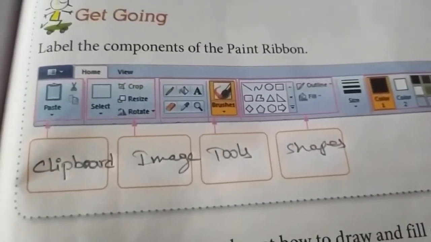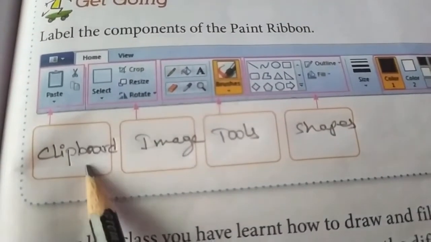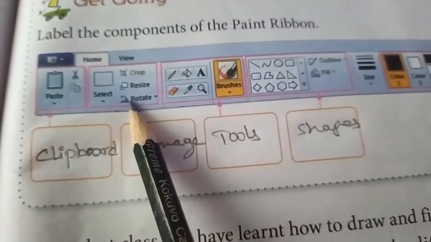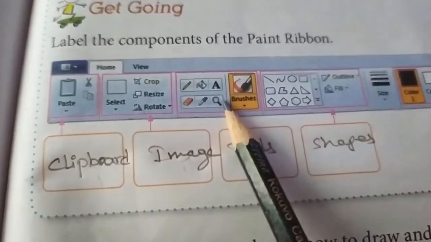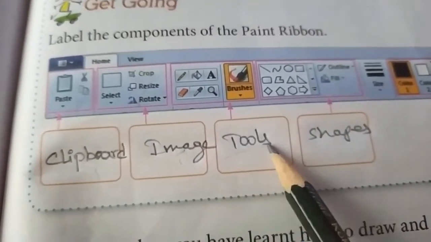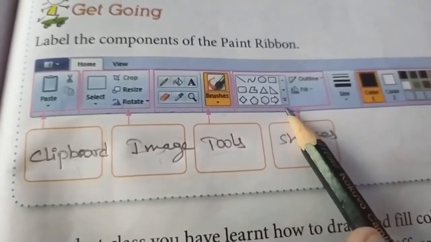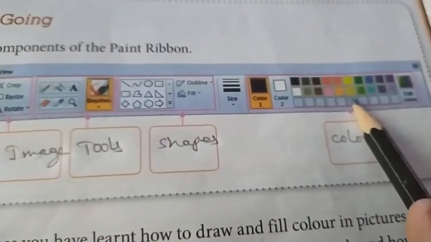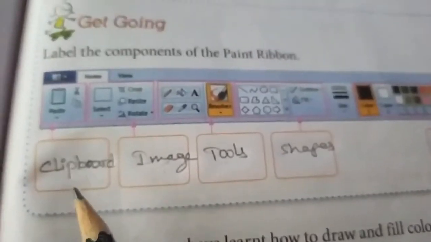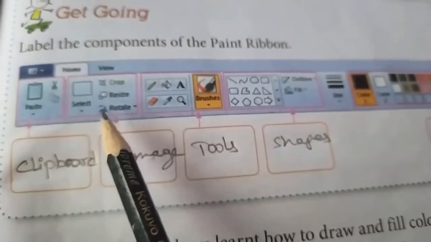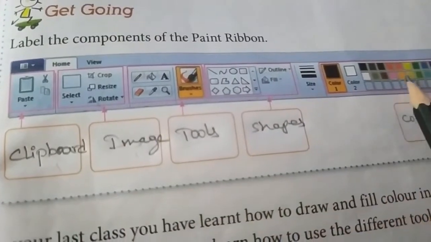This first one is the clipboard group. This one is the image group. Tools group. Shapes group. And finally colors group. Now repeating it once again: clipboard group, image group, tools group, shapes group, and at the end colors group.